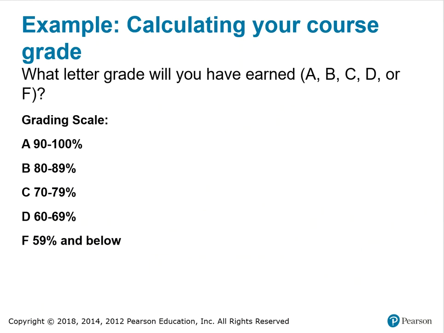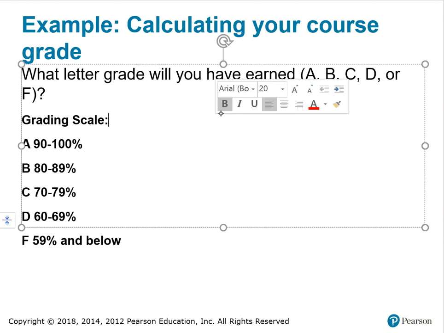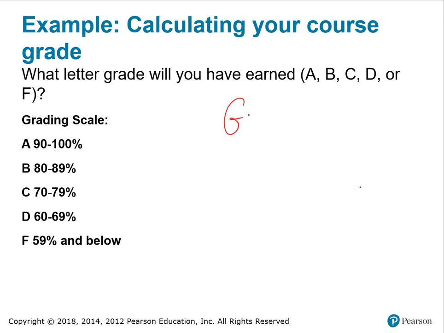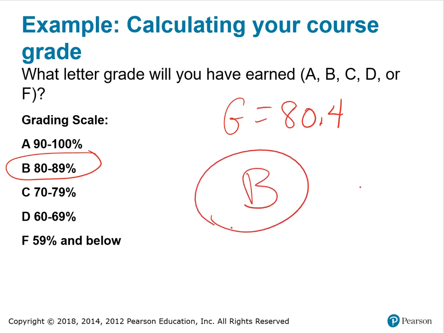Here's the grading scale for the class. So my numerical grade is 80.4, which means that I would earn a B in the class.